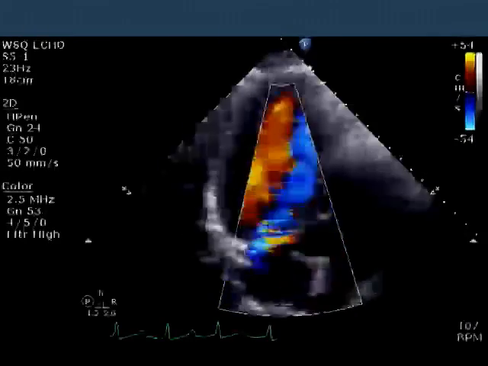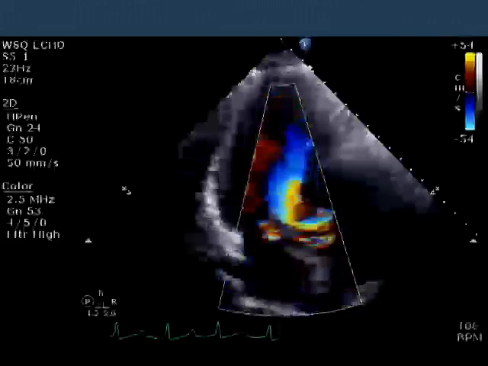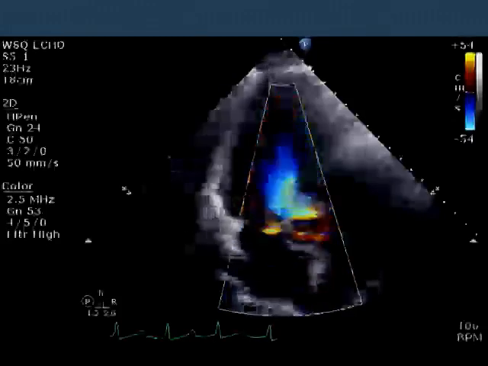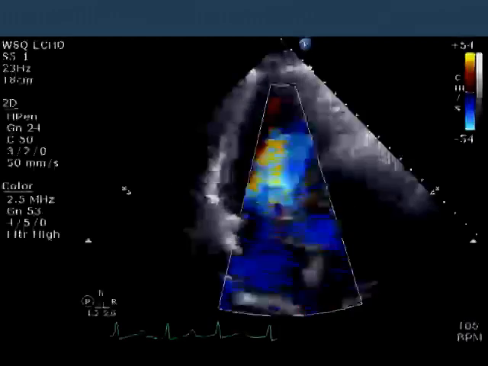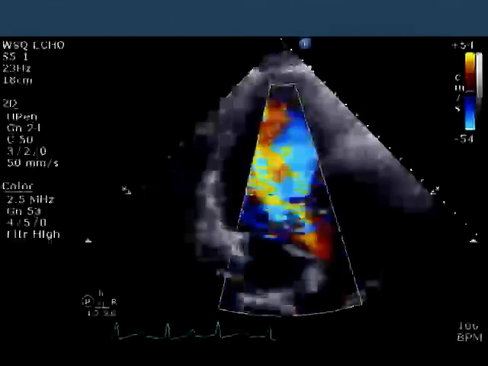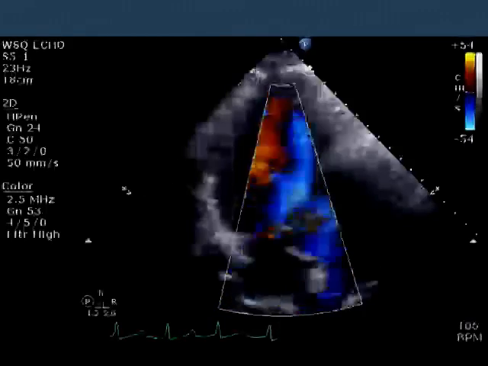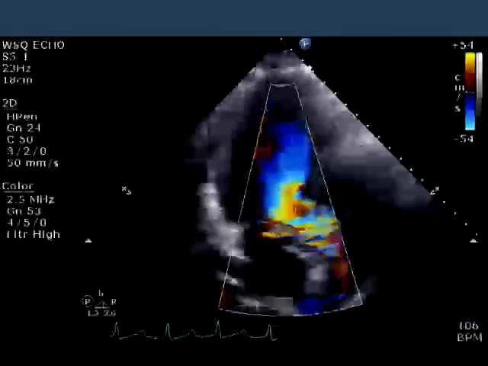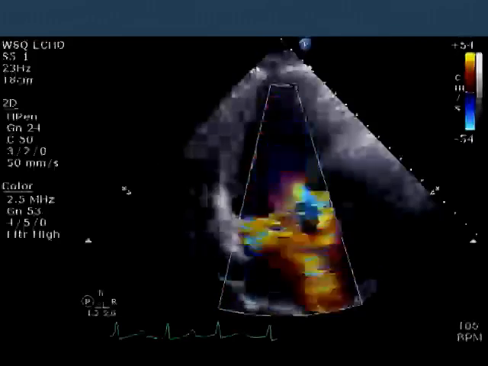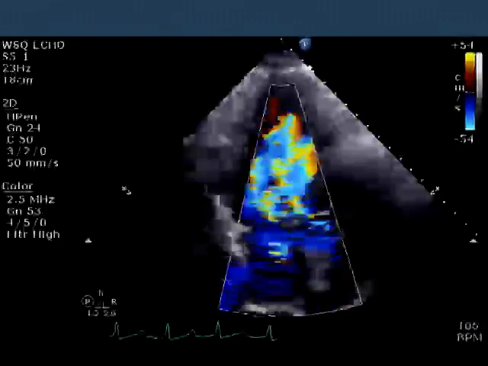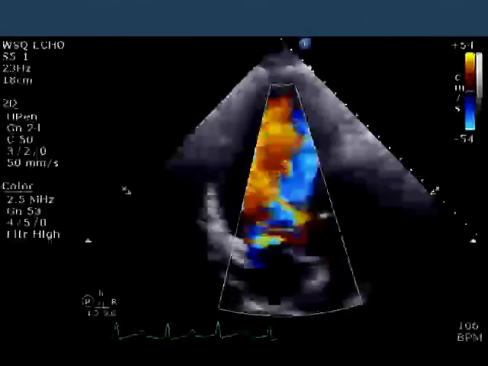Do you notice that there seems to be a continuous jet coming into the left atrium from, of all places, the aorta? So this patient has not one problem, but two problems. And this is such a rare occurrence, I think, that it was worth showing you. I'm going to show you some transesophageal echo views now.